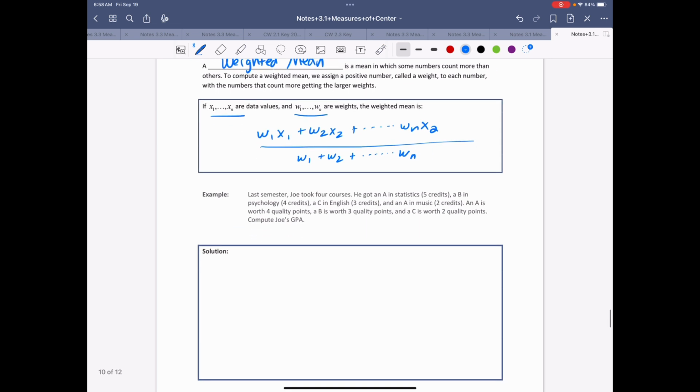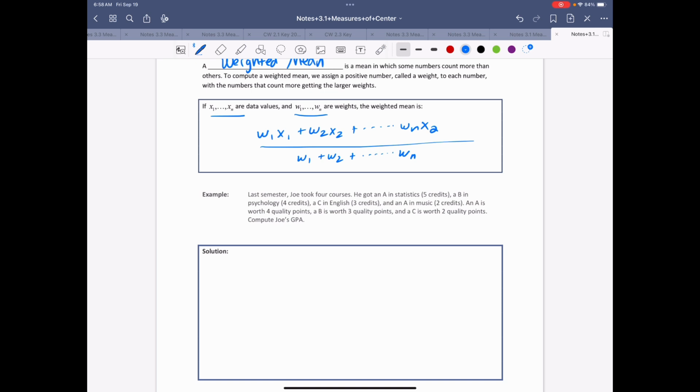And when you look at this first question, last semester Joe took 4 courses. He got an A in statistics, a B in psychology, a C in English, and an A in music. An A is worth 4 quality points. That's the weight of an A. Okay, how much does the A count towards his total? That's his weight. A B is 3 quality points. A C is 2, and so forth.